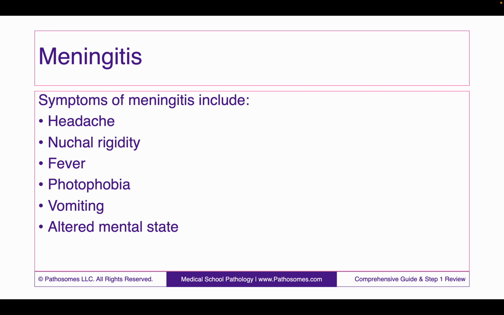Now, some symptoms of meningitis include headache, nuchal rigidity, fever, photophobia, vomiting, and altered mental state. And also, there are 2 classical physical exam findings that you should be aware of. They're eponyms. Do you remember them? Kernig sign and Brudzinski sign, right? Ring a bell? And with Kernig sign, that knee extension is painful, right? And with the Brudzinski sign, neck flexion leads to knee extension, right? You remember that?